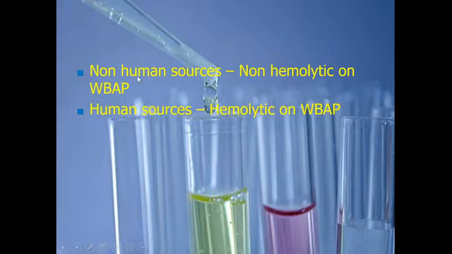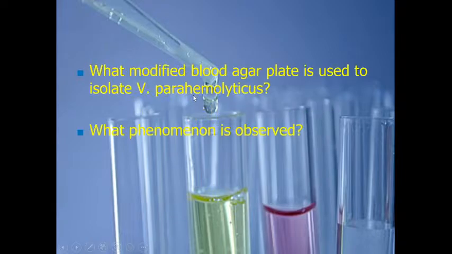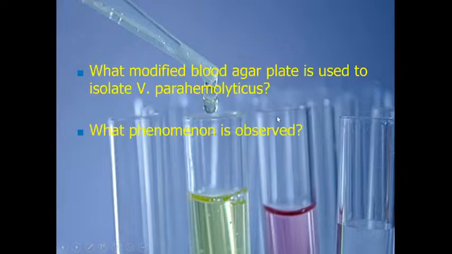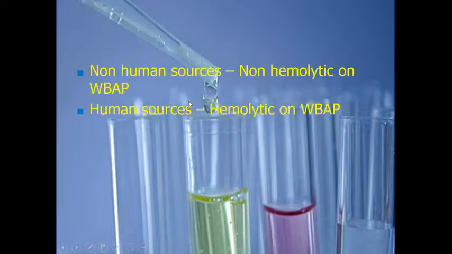If the organism comes from non-human sources, you can isolate Vibrio parahaemolyticus from marine environments, right? Salt water. So we can observe this by getting a sample of contaminated water, and it will not produce hemolytic activity on Wagatsuma blood agar plates. If it came from a human source, this will result in a hemolytic pattern on Wagatsuma blood agar.